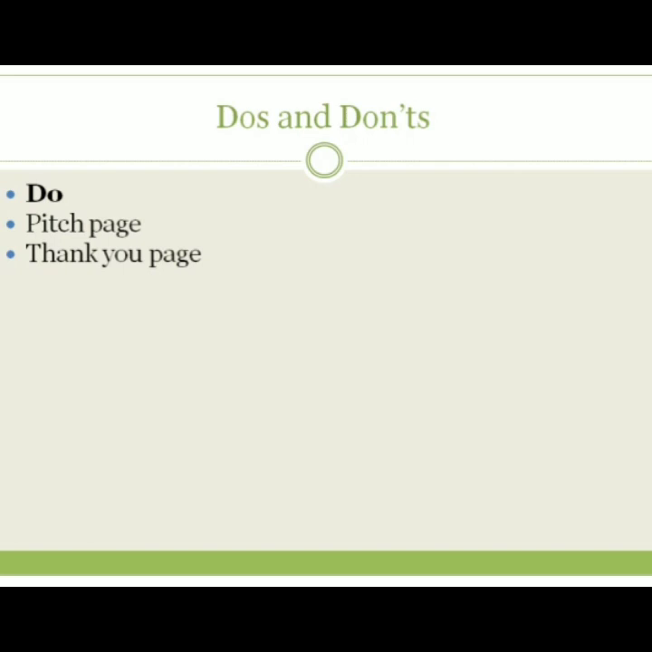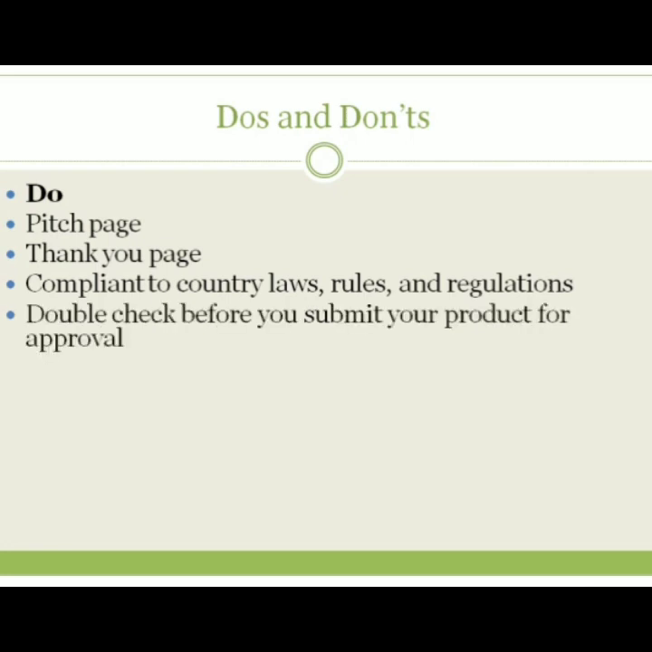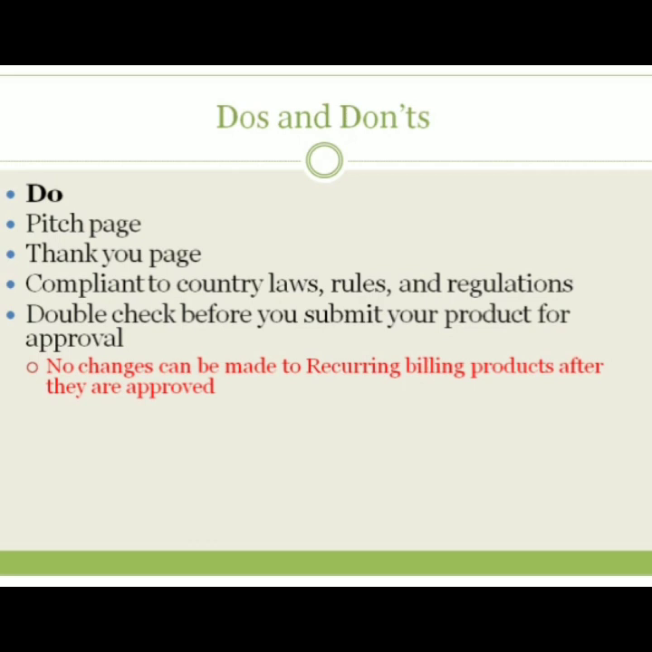Otherwise, Clickbank will look at that and they'll say, oh, it's confusing, you need to fix this and that. So you want to make sure that you get everything right the first time so that you don't have to get disapproved, and go through the process of doing that. So you definitely want to double check before you submit your product for approval. Because let's say, for example, a recurring billing products. Clickbank says that there are no changes that can be made to recurring billing products after they are approved. So you want to make sure that you get it right the first time.